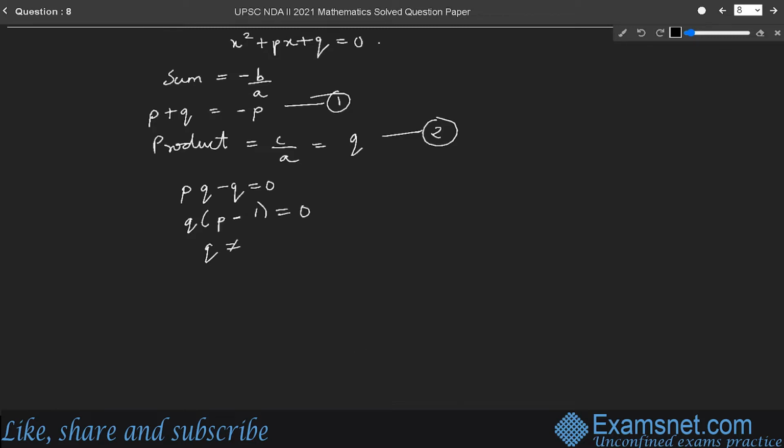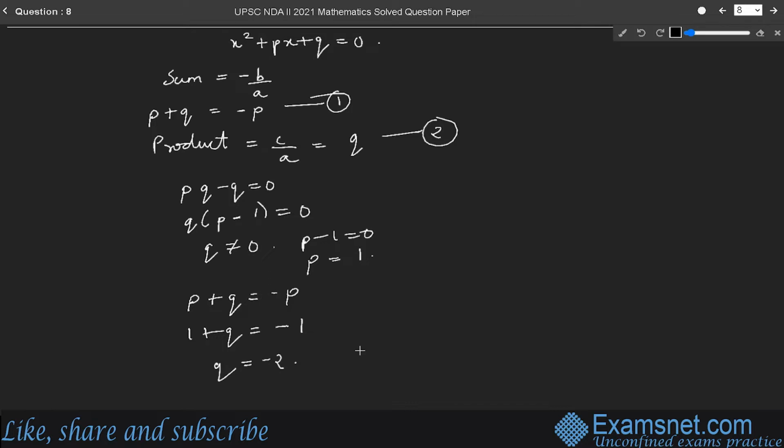So, q is not equals to 0, because it is said that p and q are non-zero. Therefore, p minus 1 will be equals to 0. So, p will be plus 1. Now, putting the value of p, again we will get p plus q is equal to minus p. We know that from equation 1, p plus q is equals to minus p. So, 1 plus q is equal to minus 1. So, q will be equals to minus 2. So, this is the value for q, which is minus 2.